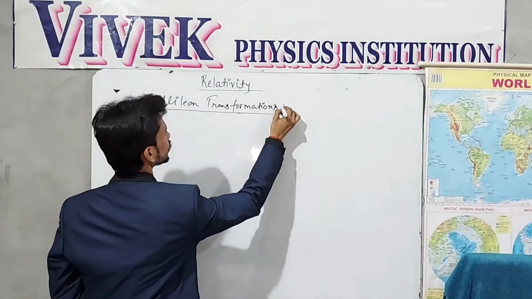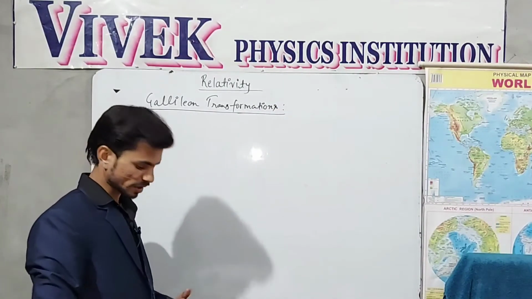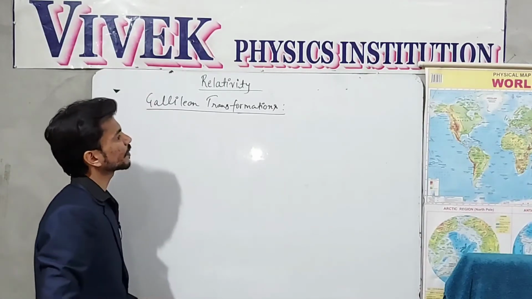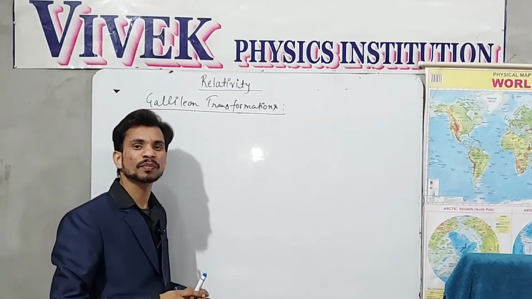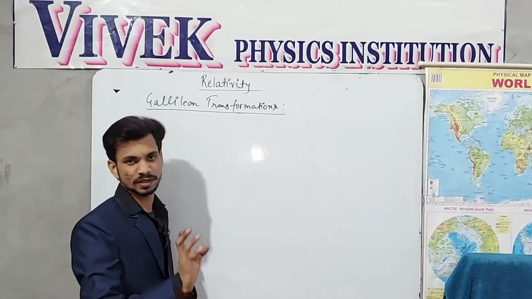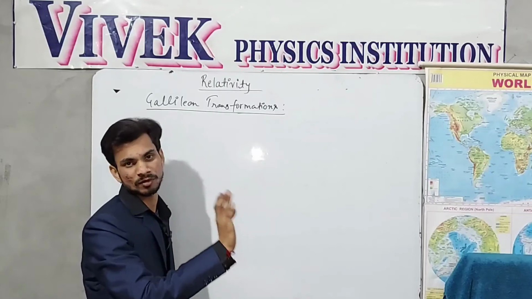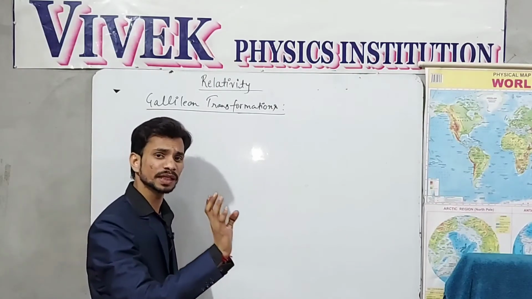So what are the uses of Galilean transformation and relativity? Let us first know about them. Galilean transformations are used to convert the coordinates of a particle or an event from one type of frame of reference to another, and which should be the inertial frame of reference.